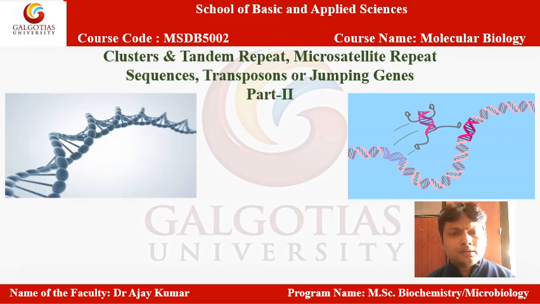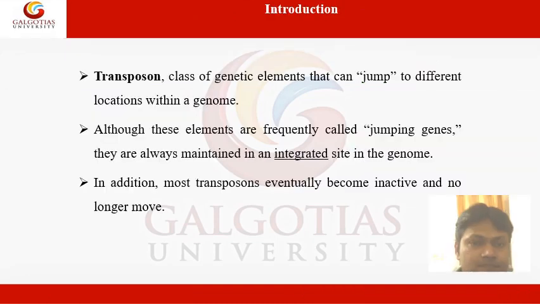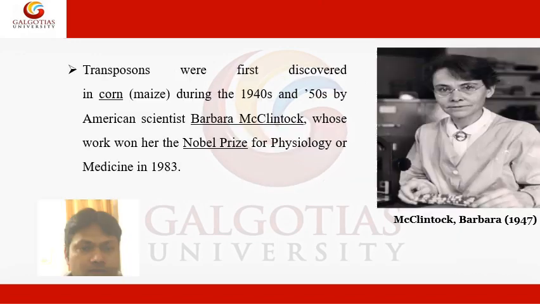Hello everyone. In this video we will discuss tandem repeats, microsatellite repeat sequences, and transposons, or we can say jumping genes. Transposons are a class of genetic elements that can jump to different locations in a genome. Although these elements are frequently called jumping genes, they are always maintained in an integrated site in the genome. In addition, most transposons eventually become inactive and no longer move.